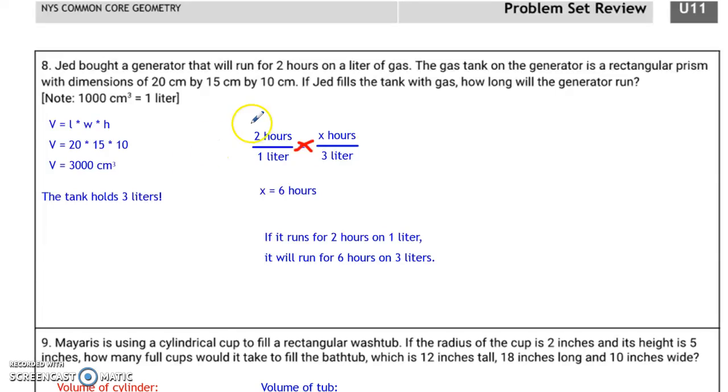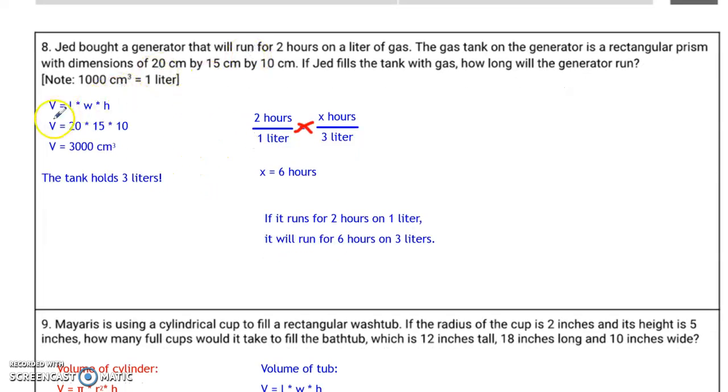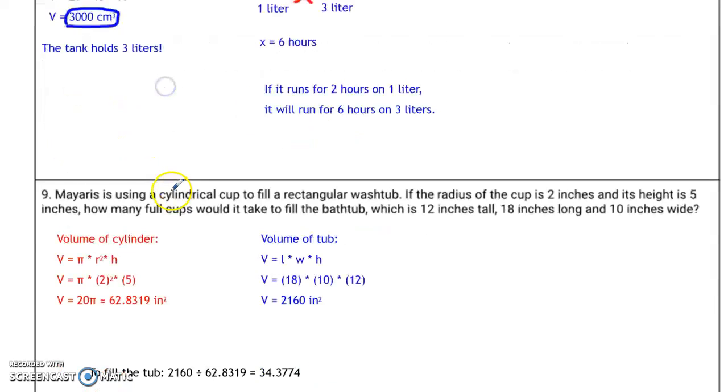For number 8, it was a little bit different because it asks us to find the volume of a tank and then asks us to set up a proportion. 2 hours for 1 liter, that's what it says here, is equal to X hours over 3 liters. And you had to know that 1,000 cubic centimeters is the same as 1 liter. That's what it said here.